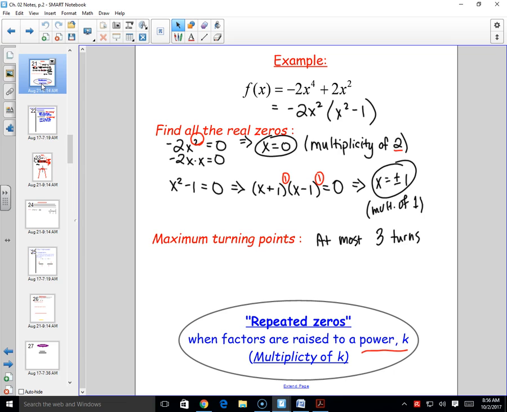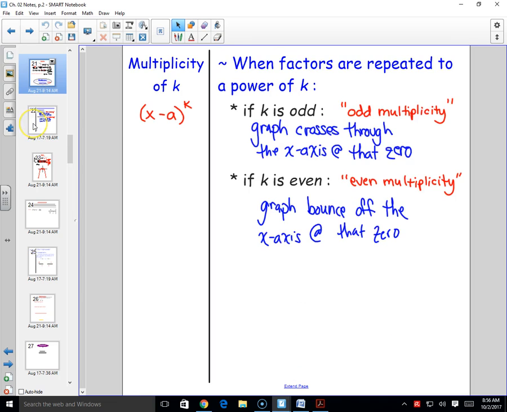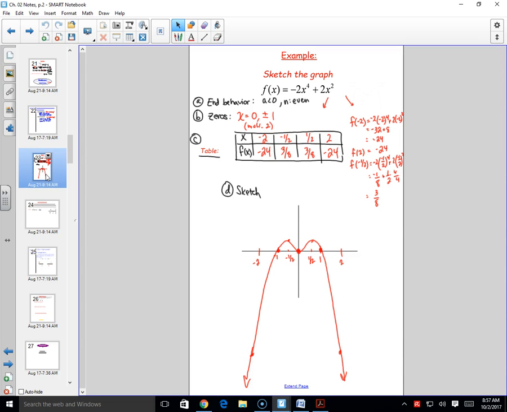But how did that translate into the graph? At the even multiplicity, something happened, and at the odd multiplicity, something happened. At the even, we bounce off the axis, and on the odd, we go through. So look at our graph. The odd, when I went through, then I bounced at the even, and then the odd when I went through.